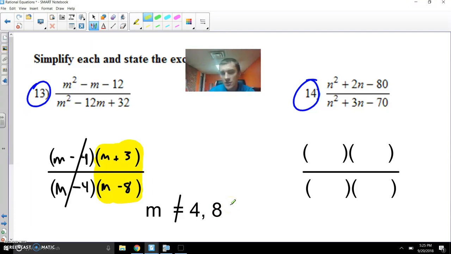I want you to try the one on the right. Think about what multiplies to be negative 80 but adds to be 2, and what multiplies to be negative 70 but adds or subtracts to be 3.